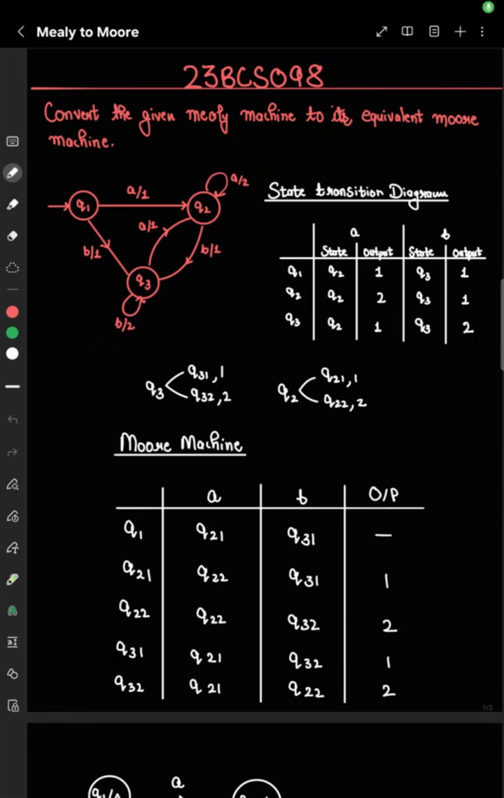In this question, we will be discussing how to convert a Mealy machine to its equivalent Moore machine. So here we have the question, and we have to convert this into a Moore machine. We will start off by creating a state transition table.